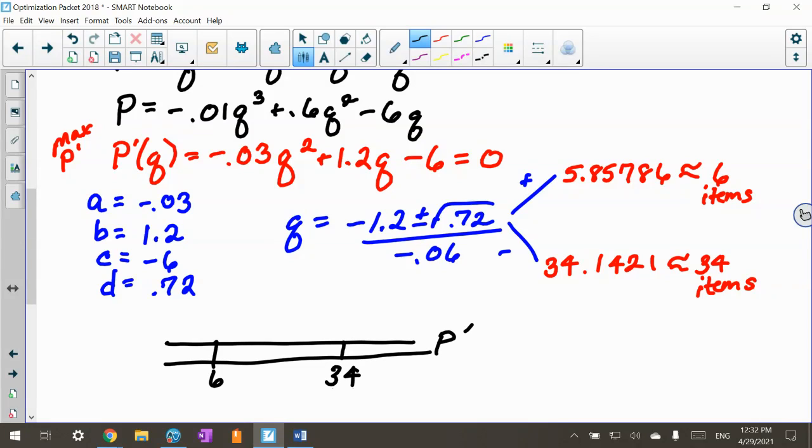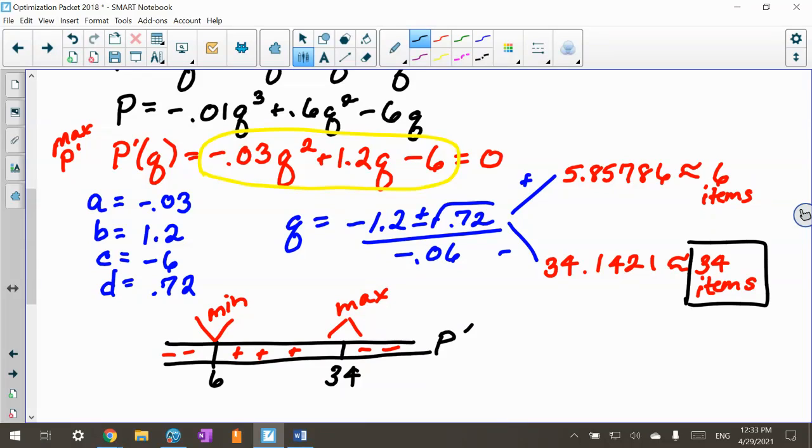Okay, where do I go to check this? Well, I personally, on this one, would put this in my calculator and go to the left and right of the numbers. When I did, it was negative here and then positive. And when I went over 34 items, it went negative. So here, this is a minimum. If I sell 6 items, I'm going to have a minimum profit, which kind of makes sense. And 34 is going to give us a max profit. So it looks like 34 items is the winner. That's what's going to give us the max profit.